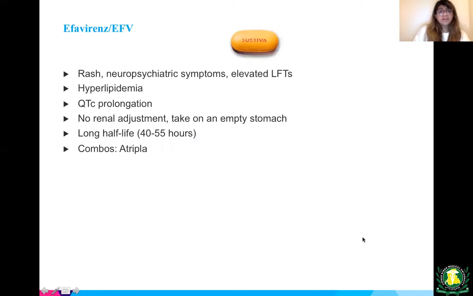So efavirenz, also EFV, can be associated with rash. These are some side effects that you can see: rash, neuropsychiatric symptoms, elevated LFTs, hyperlipidemia, QTc prolongation on your ECGs. You can take it on an empty stomach, it has a pretty long half-life, and it's in the combo pill called Atripla. Something important to remember with efavirenz is that they like to test the neuropsychiatric symptoms. So patients that come in with crazy dreams, it's a common side effect of efavirenz. So something to remember because they like to test on that.